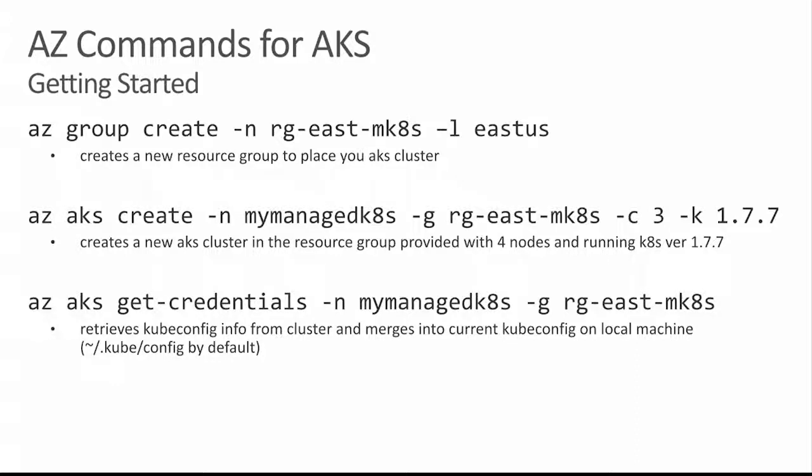Then you have the new AKS command. It's as simple as AKS create, the name of your cluster, the resource group you want to put the cluster in, the number of nodes you want, where C stands for agent count, and then the Kubernetes version that you want to deploy. By default, if you don't put K, we'll default to 1.7.7 today. And then you have AKS get-credentials. This is cool because we're pulling down from the fabric the kubeconfig file and merging it into your existing kubeconfig file for kubectl to work on your local machine.